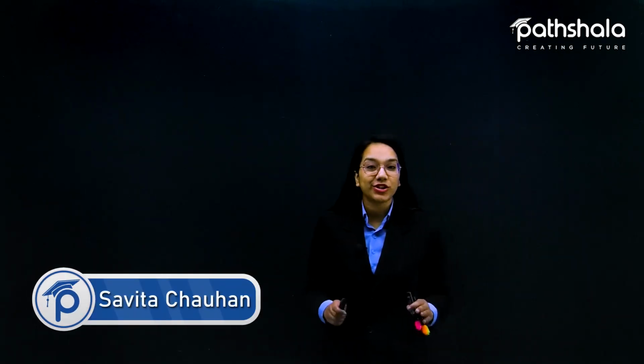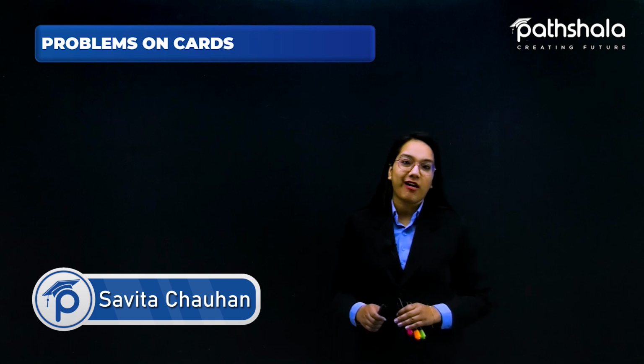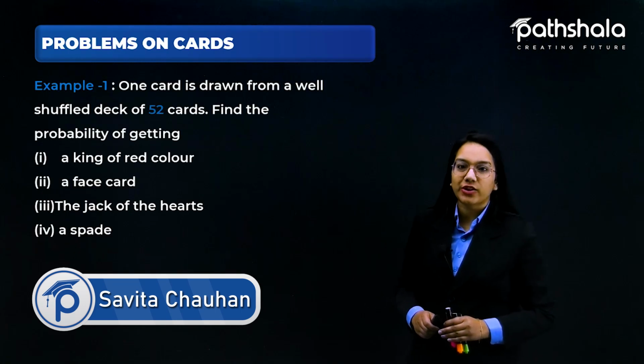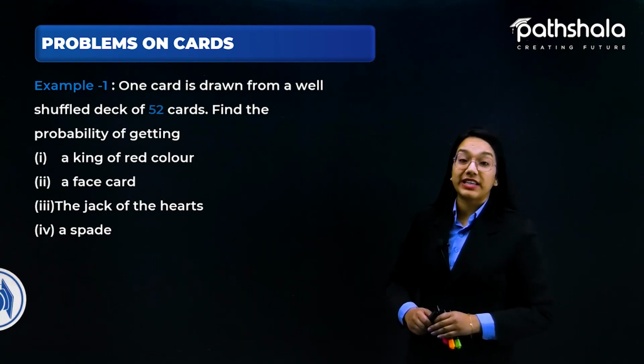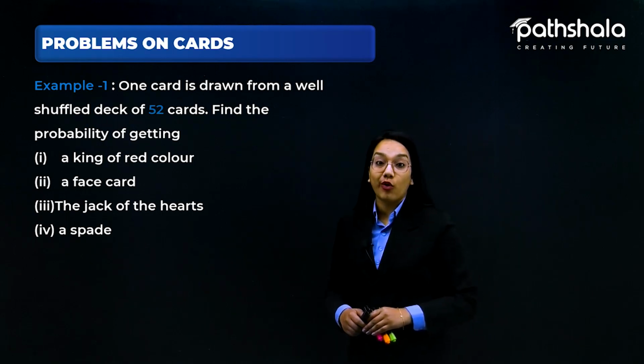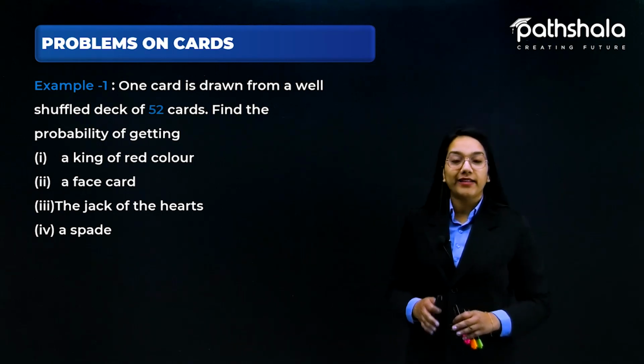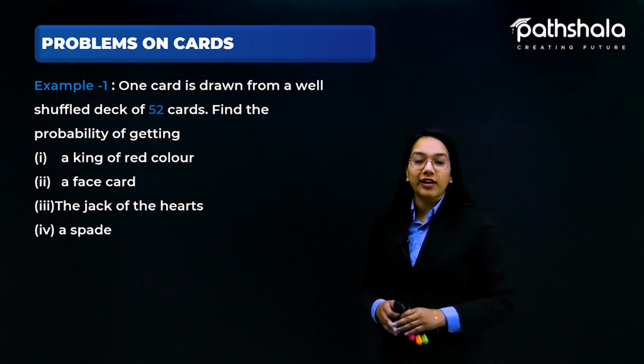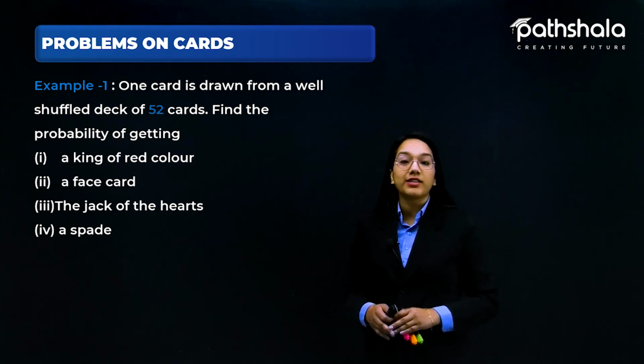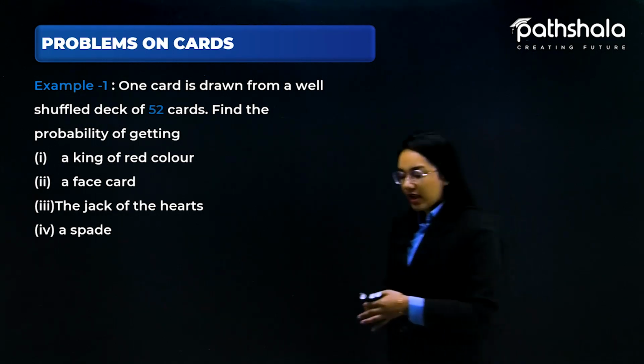So after the introduction of the playing cards, let's just talk about some of the problems on the cards. So let's just see example number 1, which says one card is drawn from a well shuffled deck of 52 cards. Find the probability of getting a king of red color, a face card, the jack of hearts and a spade. So let's just find out the answers for each.